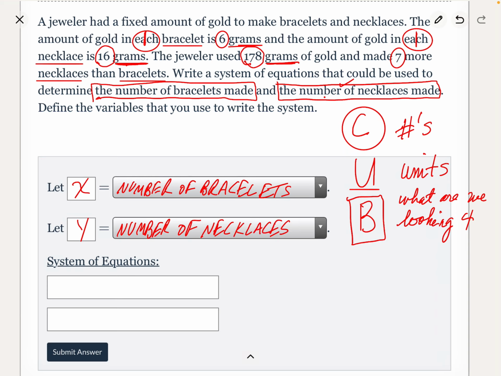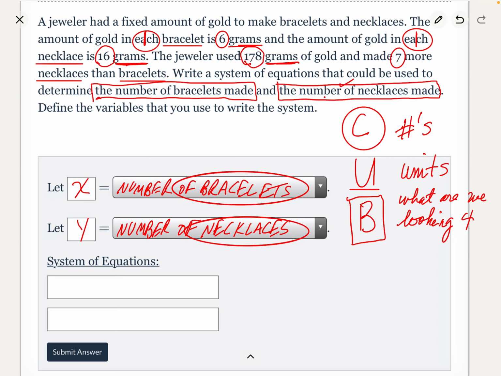Now, remember what I said: every number has to have a unit, and each variable should also have a unit. So in this case, the units for the X are bracelets, and the units for the Y are necklaces.